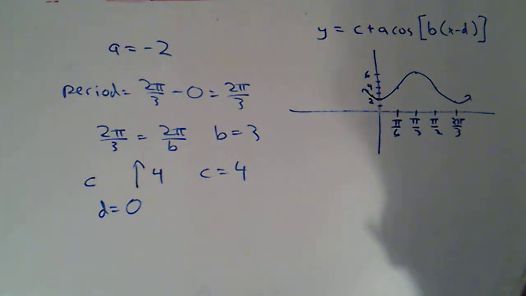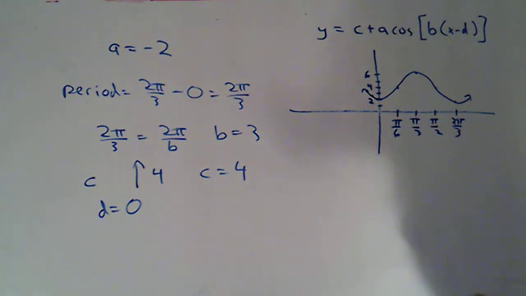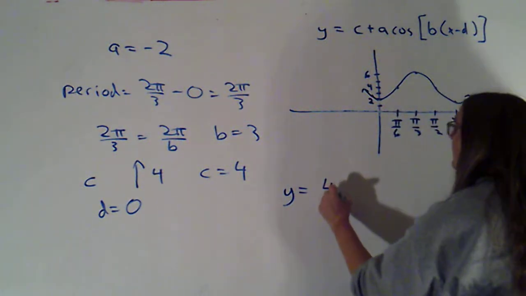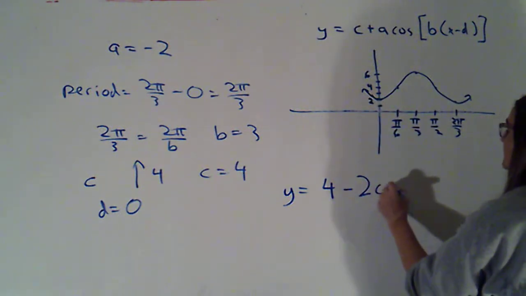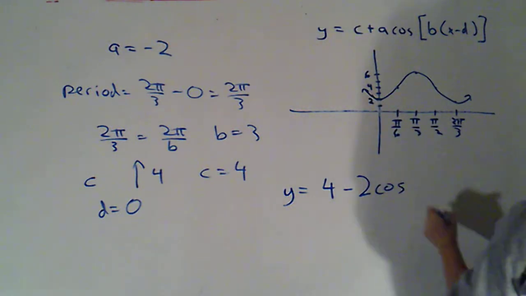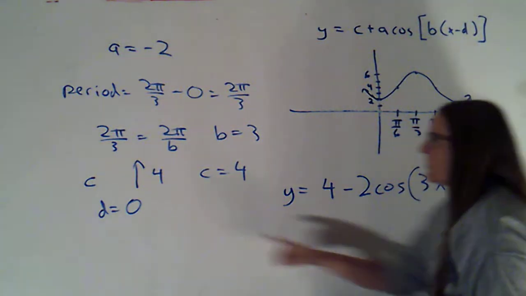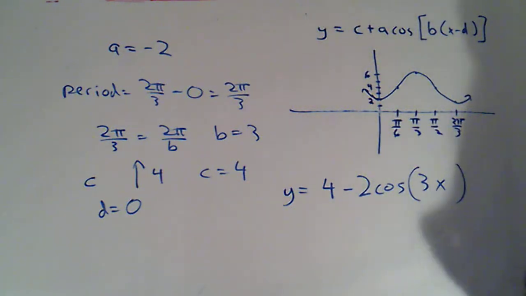You could see a similar question where I just asked for something of this form and there wasn't even a d here. Here we just had to figure out that the d wasn't really necessary. So I can say y is equal to, c is 4, plus a was negative 2, so I'll write that as minus 2, times cosine of b was 3 times x, and I wasn't subtracting anything from it. So kind of a fun puzzle.